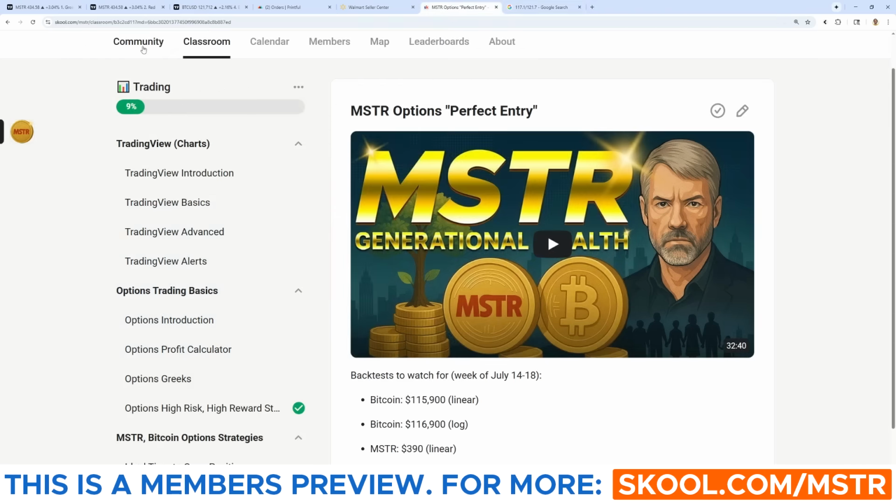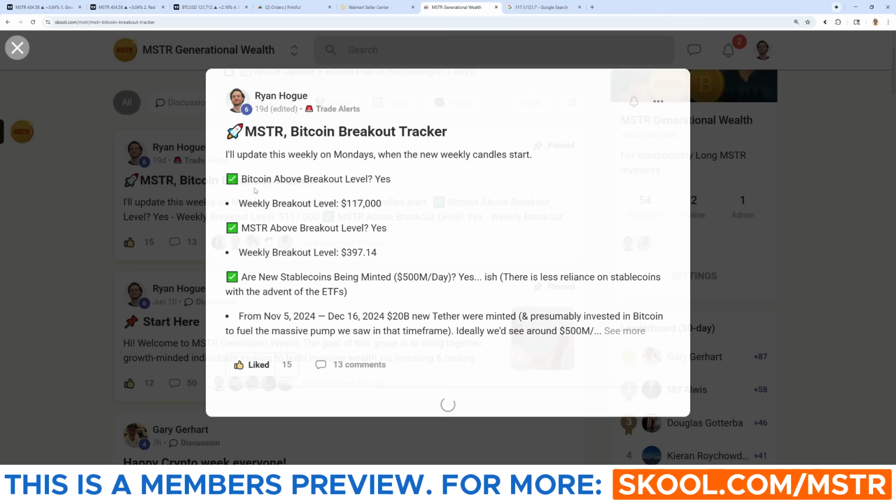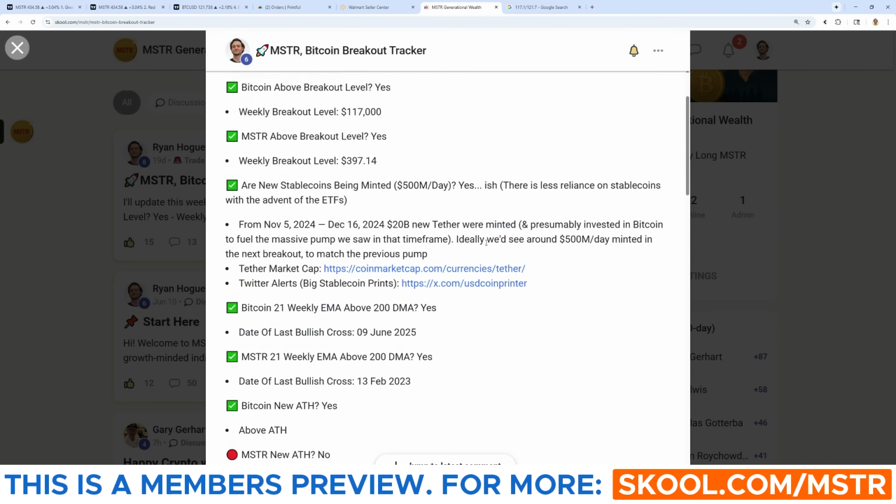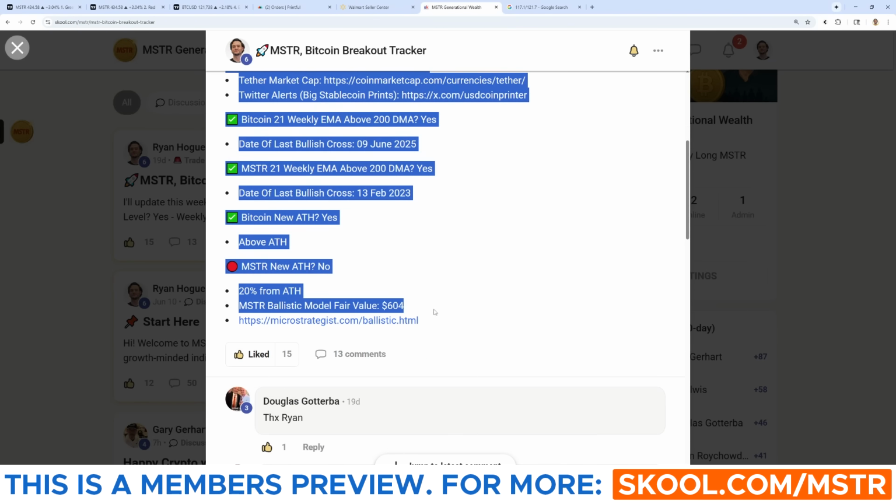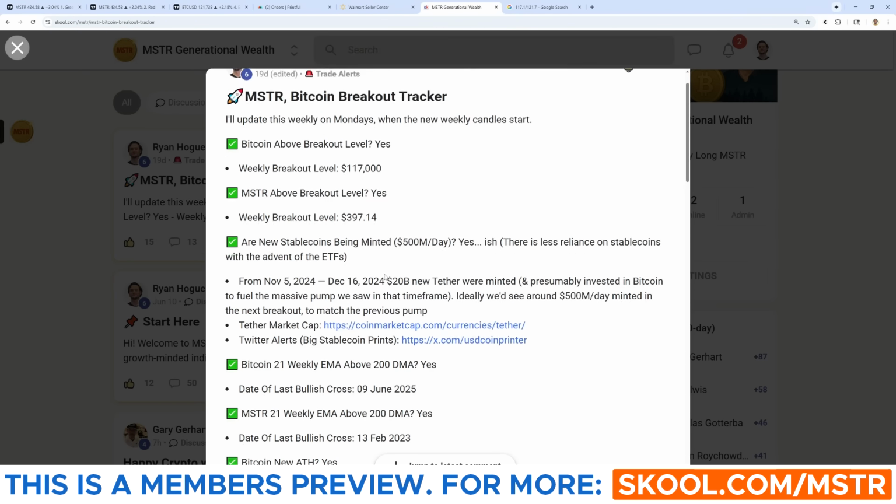In our community, we do have, for a reason, this entire breakout tracker, which is up to date, by the way. Look at this. Everything is checked off except MSTR new all-time high. Everything else is checked off, guys.